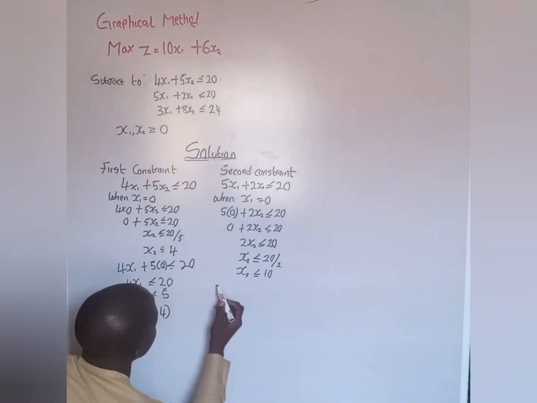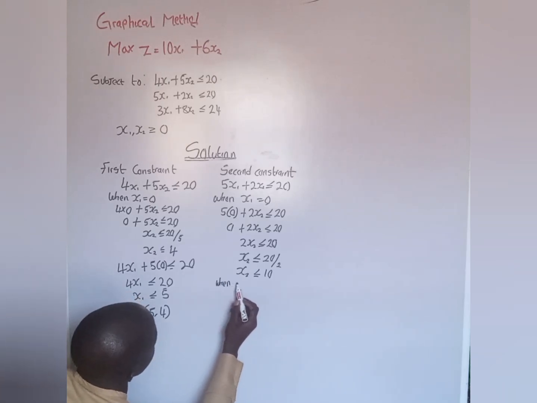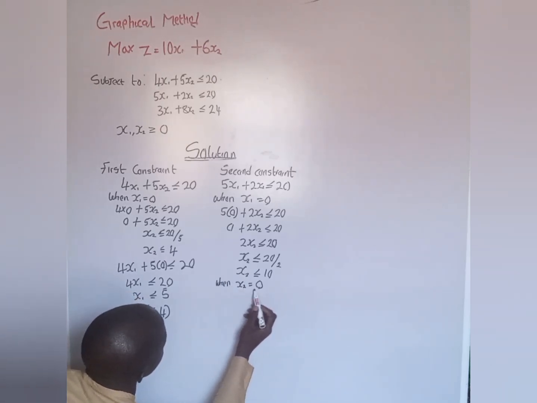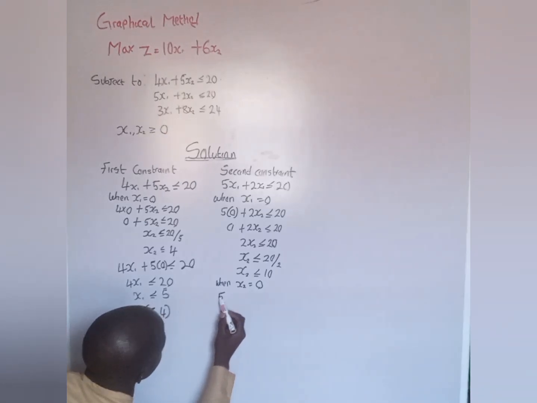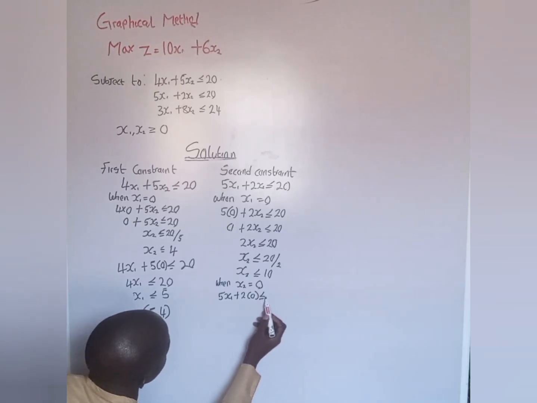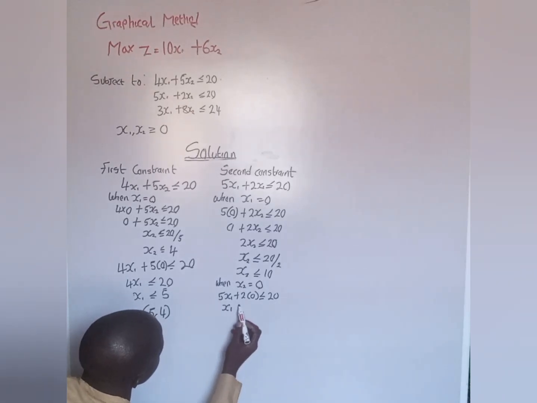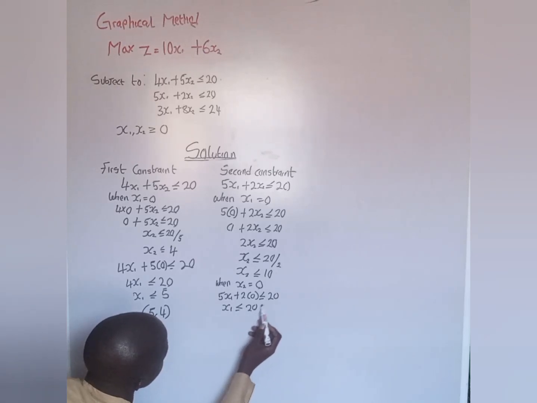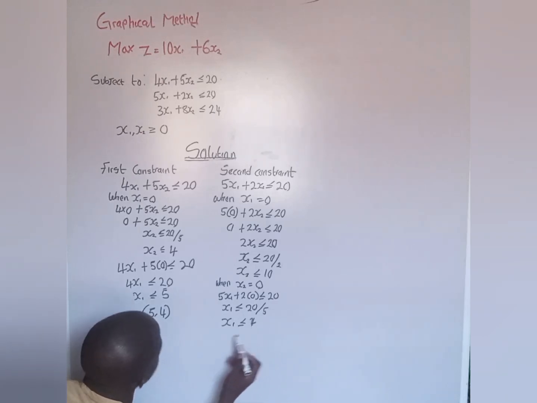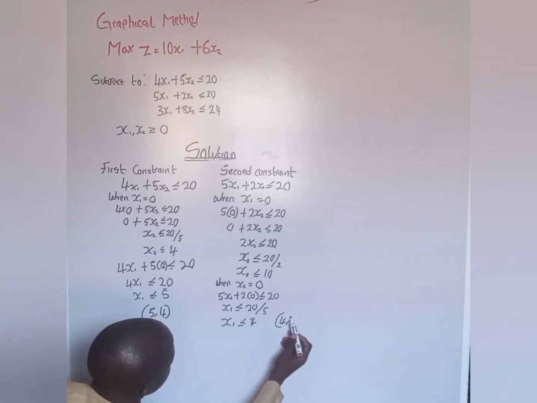When x2 equals 0, we have 5x1 plus 2 into bracket 0 is less than or equal to 20. This will give us 0. So x1 is less than or equal to 20 divided by 5. So x1 is less than or equal to 4. So the second coordinate is x1 equals 4, x2 equals 10.